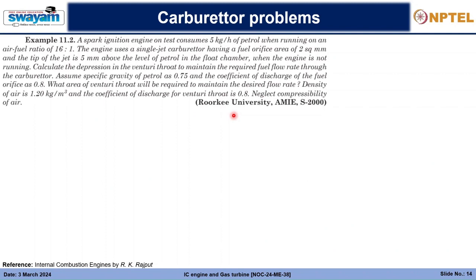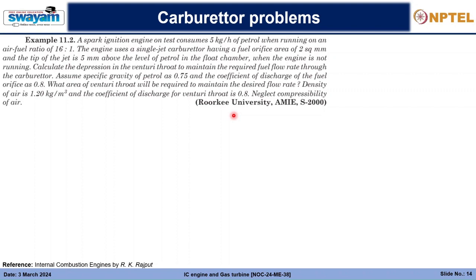This question came in the AMIE paper in 2000 for Durgapur University. A spark ignition engine on test consumes 5 kg per hour of petrol when running on an air fuel ratio of 16 to 1. The engine uses a single jet carburetor having a fuel orifice area of 2 square millimeter and the tip of the jet is 5 mm above the level of petrol in the float chamber.